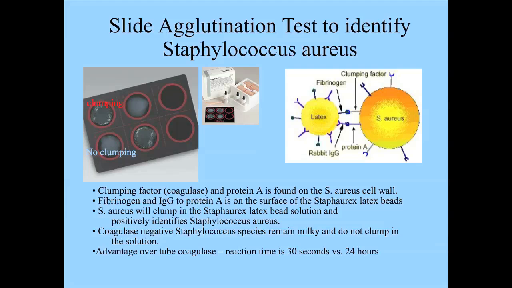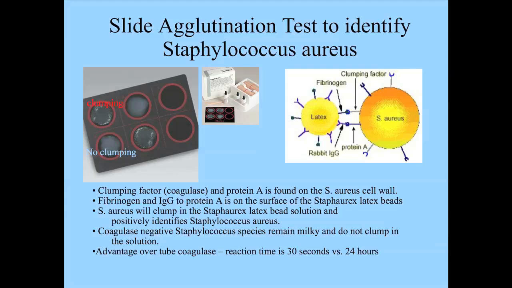You can see on the black slide, the upper left-hand corner shows clumping. That would be the presence of the latex particle with Staph aureus. Below it looks like a milkish solution. That's no clumping, and that's what happens when you put a coag negative staph in one of these reactions. The advantage of using this methodology over the tube coagulase is you can get a reaction in about 30 seconds rather than the 24 hours you get with a tube coag test.